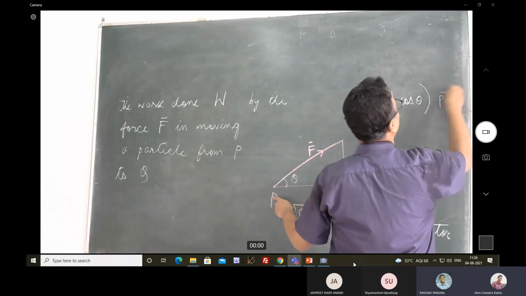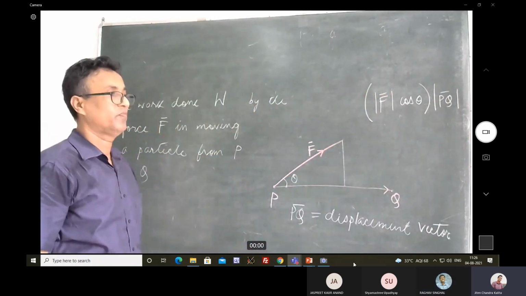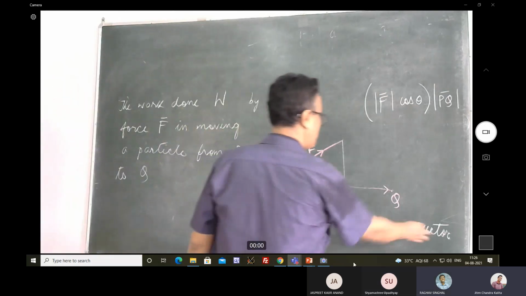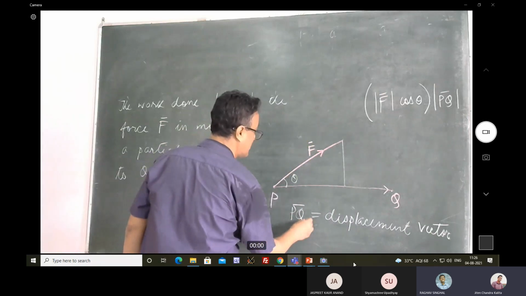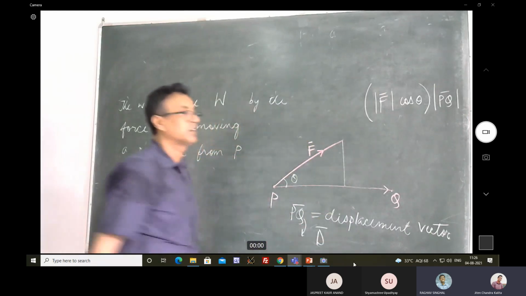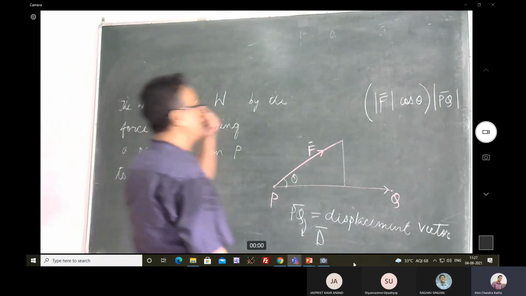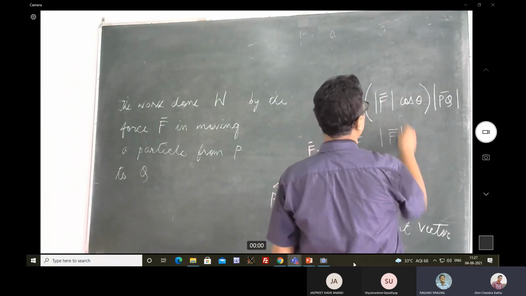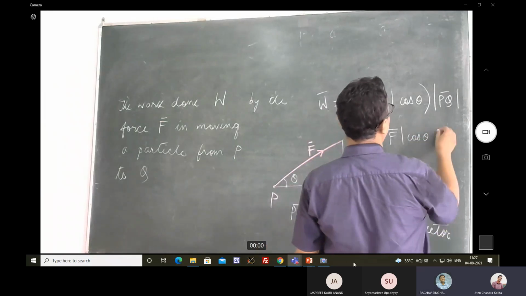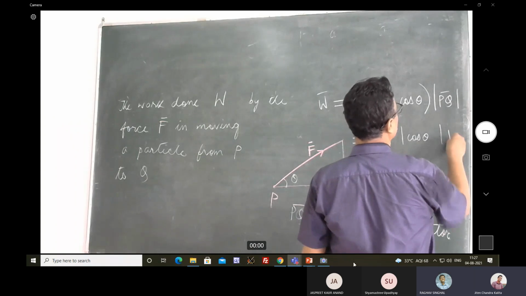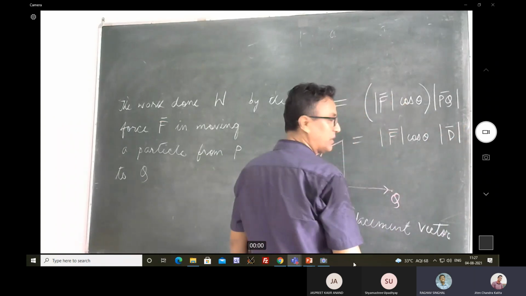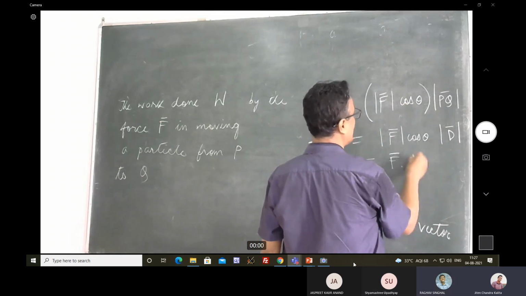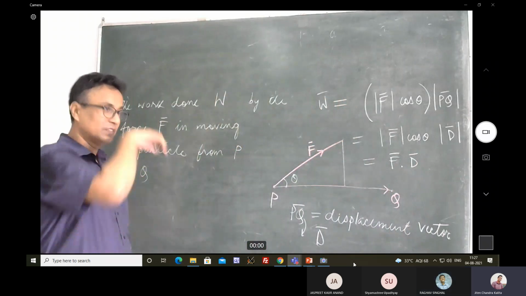Displacement is nothing but mod of PQ, isn't it? Yes. Fine. So if the displacement vector, if I call this simply as the vector D, then this work is going to be given by mod F cos theta times mod D, and this is nothing but the dot product of F and D. That's it. Is it okay?